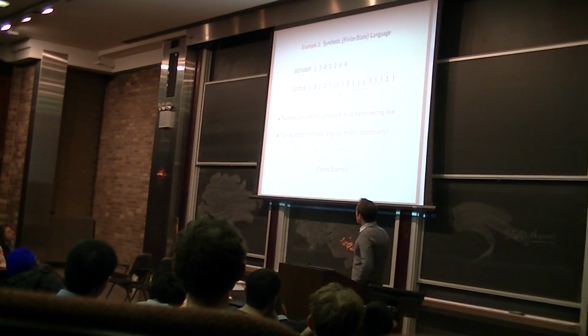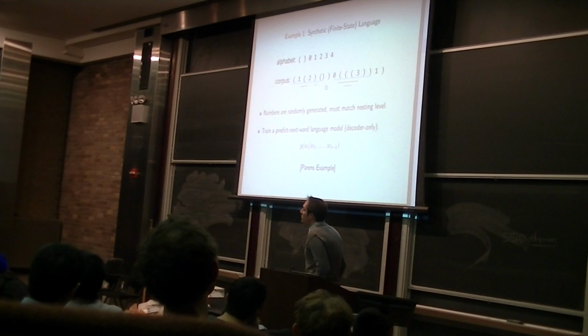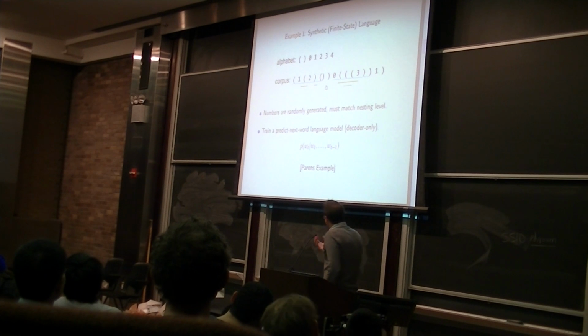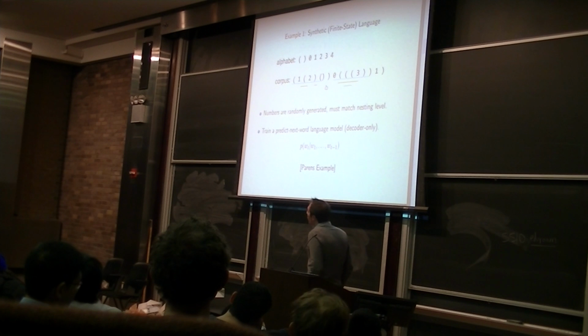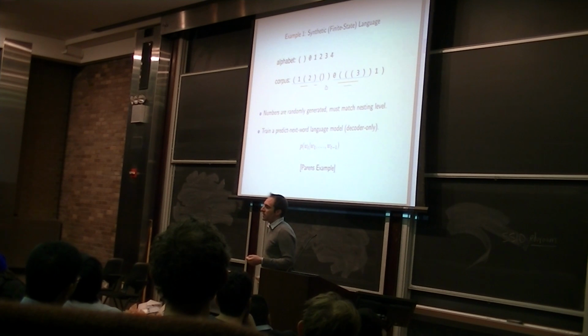So I'm going to make up first a very simple language. It's a finite state language. It consists of 7 symbols: open and close parentheses, 0, 1, 2, 3, 4. I'm going to sample from a random grammar of its language. It can open and close parentheses, and it can generate numbers randomly. But when it generates a number, it always has to be the number of currently open parentheses.